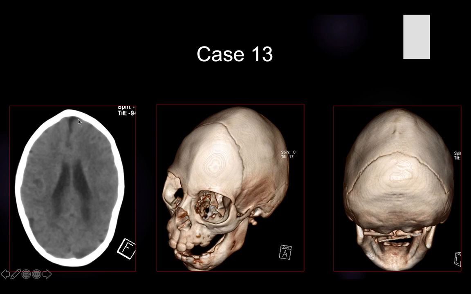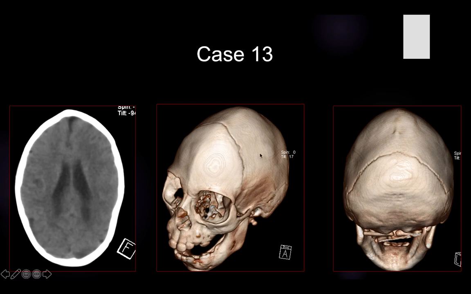This is a typical example for a dolichocephalic configuration of the skull secondary to craniosynostosis of the sagittal suture. If we can see here, there is an absence of the sagittal suture, or premature occlusion of the sagittal suture. The coronal suture and the lambdoid suture are present, but the sagittal suture is prematurely closed, and the skull takes this longitudinal appearance. This is called dolichocephalic configuration of the skull.